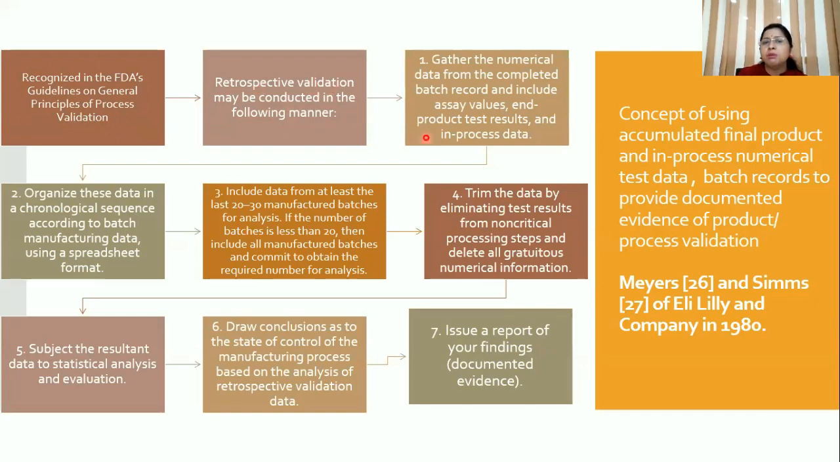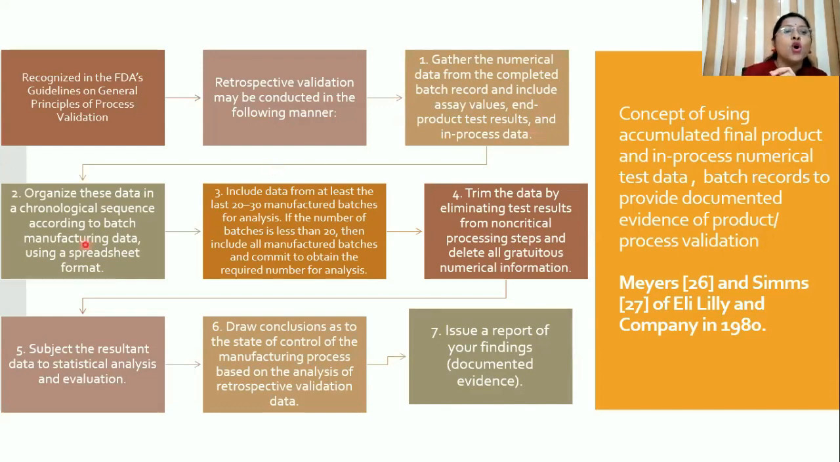Now retrospective validation can be conducted like this. First, gather the numerical data from the completed batch record, and include assay values, end product test results, and in-process data. So this is the first step of retrospective validation. Here we are talking about the batch manufacturing record, BMR, and it must include the assay value because it's associated with the purity of the product, right? Then the product test results, like how many tests you have carried out, and in-process data for the same. So this is the first step, that is, gathering of numerical data.